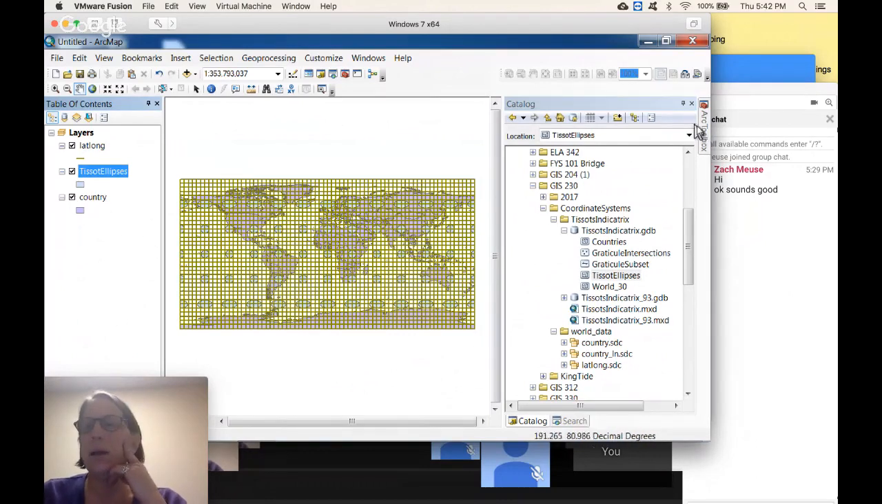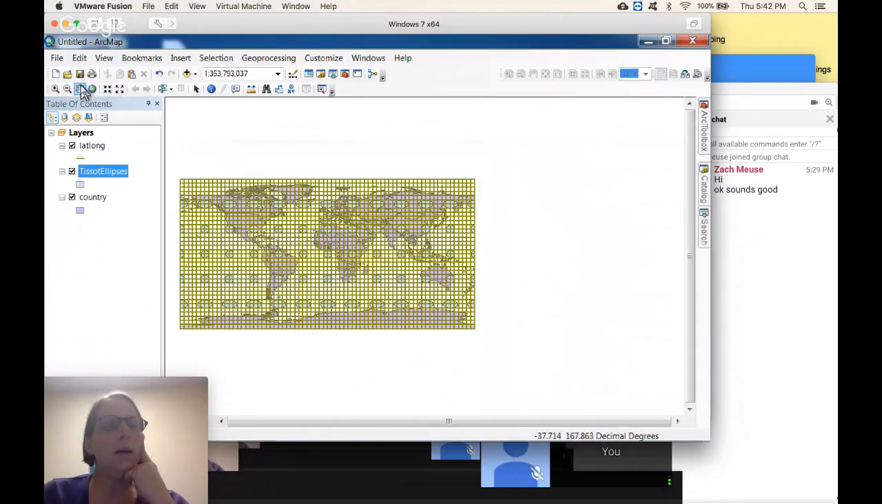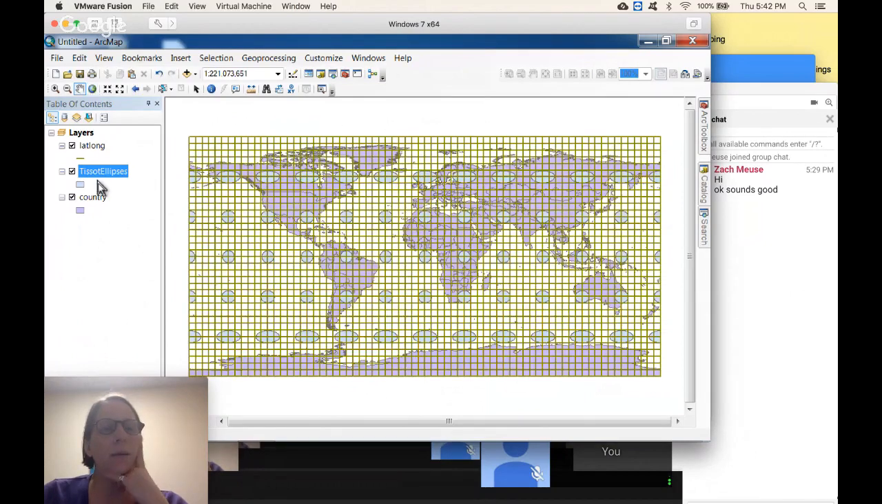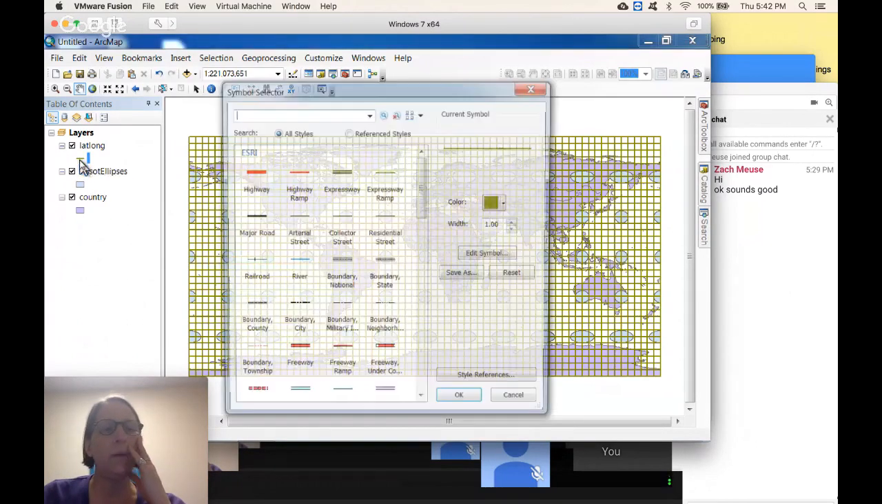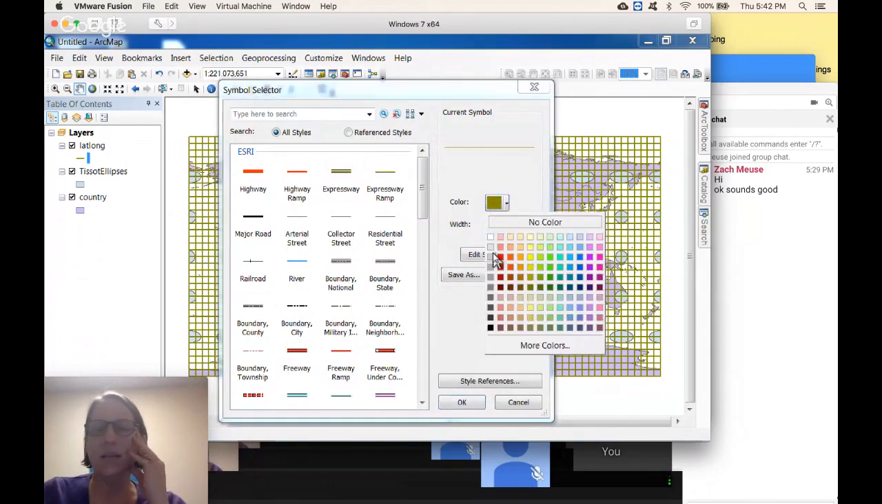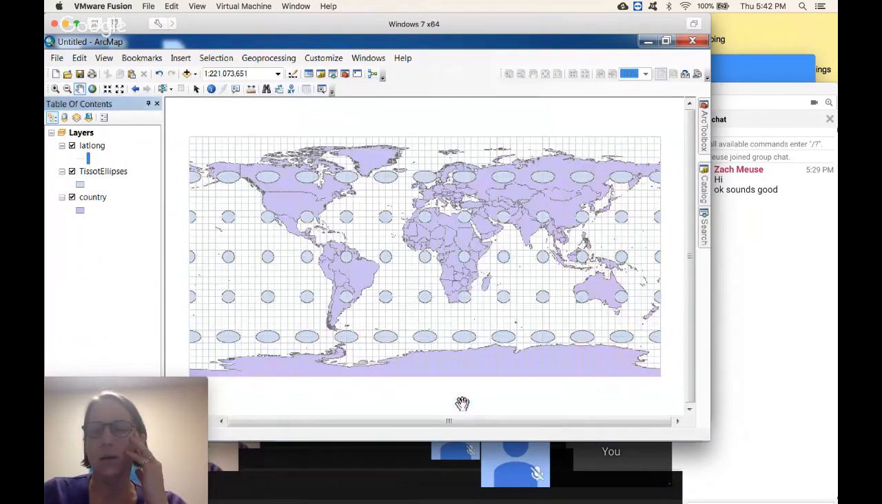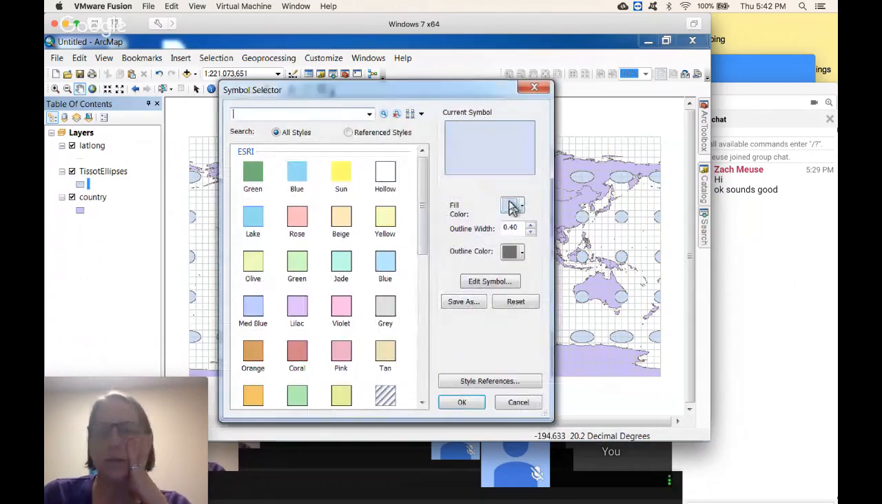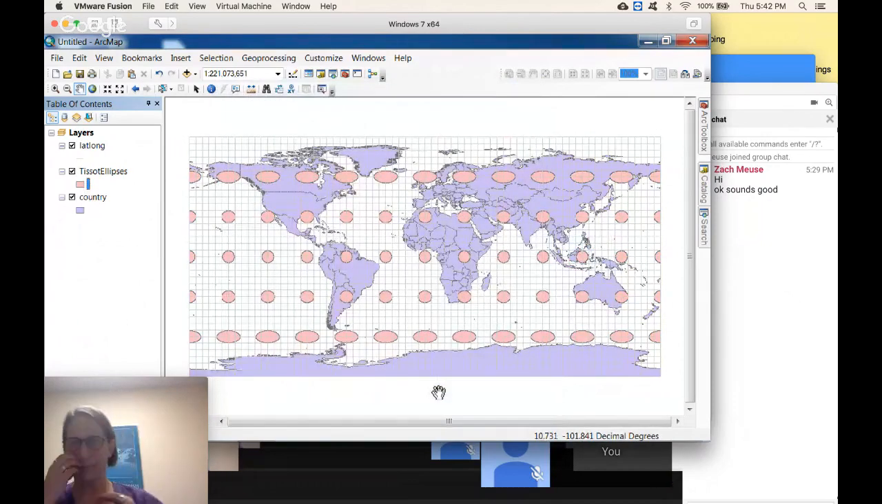And I'm going to hide my catalog, and I'm going to zoom in a little bit. And I'm going to manipulate my view a little bit so that I can see things a little better. I want my latitude and longitude lines to stop being that horrible color. So I'm going to make them 0.4, and I'll give them a nice light gray. They don't need to be so overbearing. Much better. And then, of course, I've got the country layer. I'll make the Tissot ellipses a little different, so they're a little clearer.